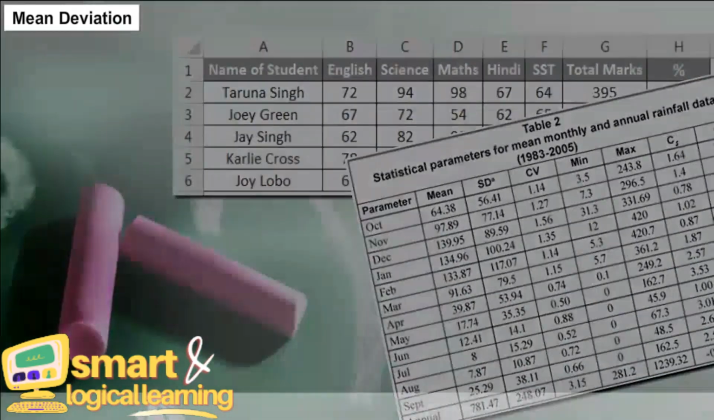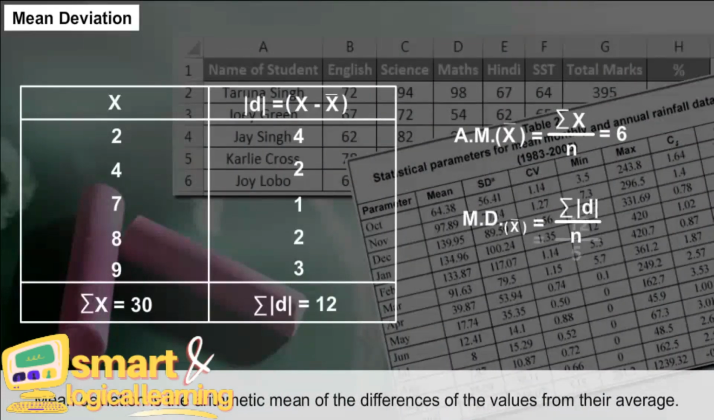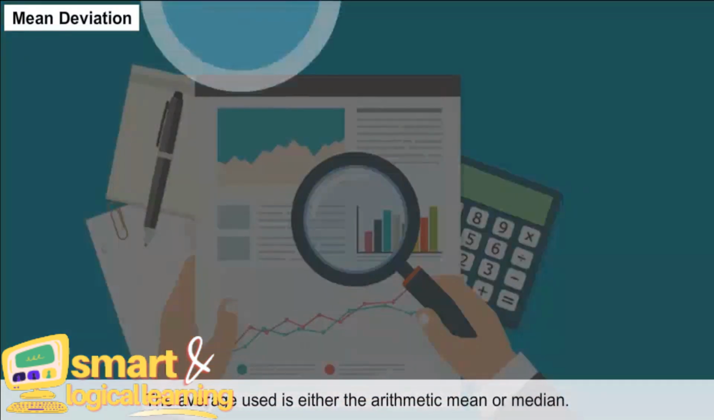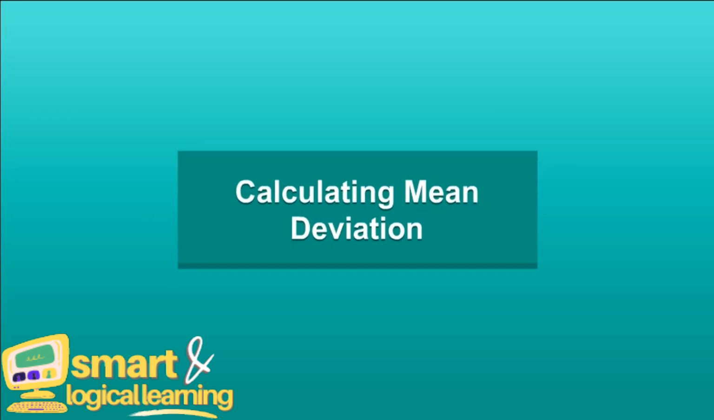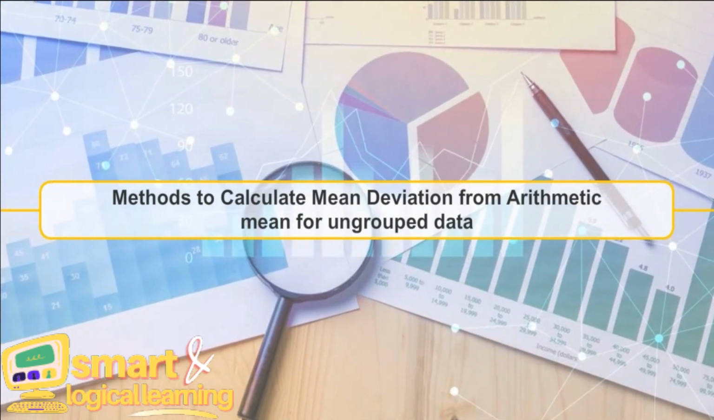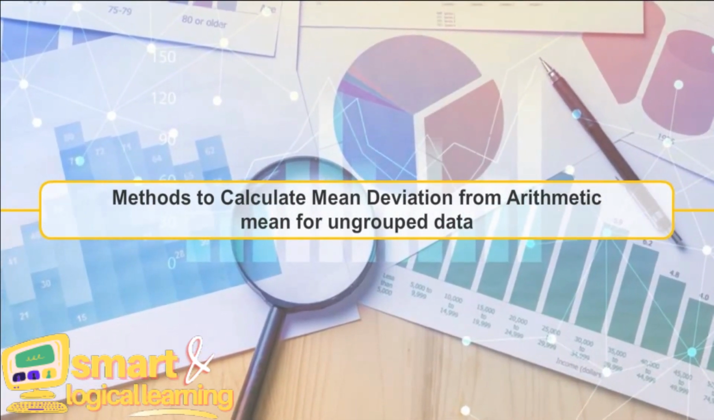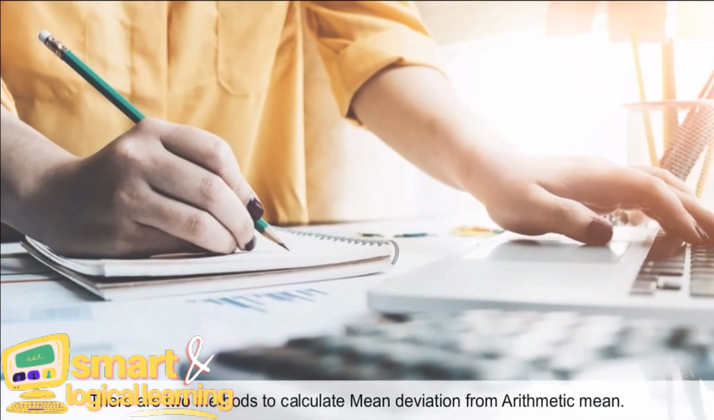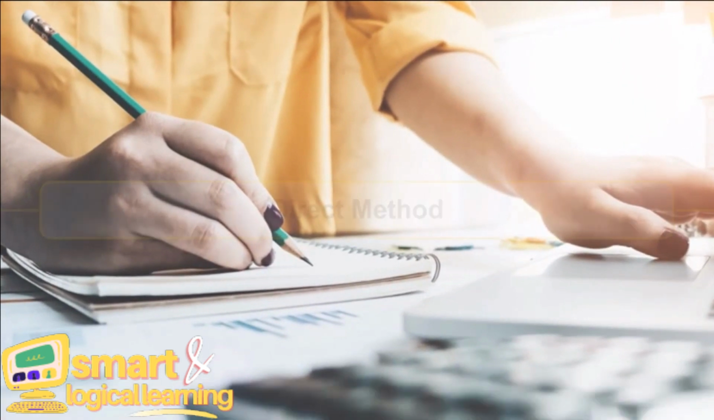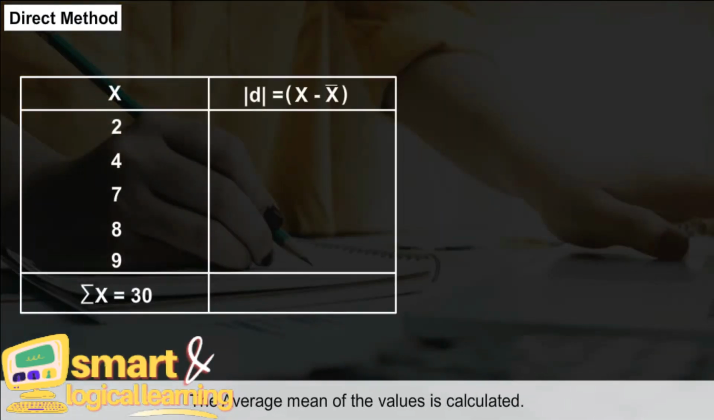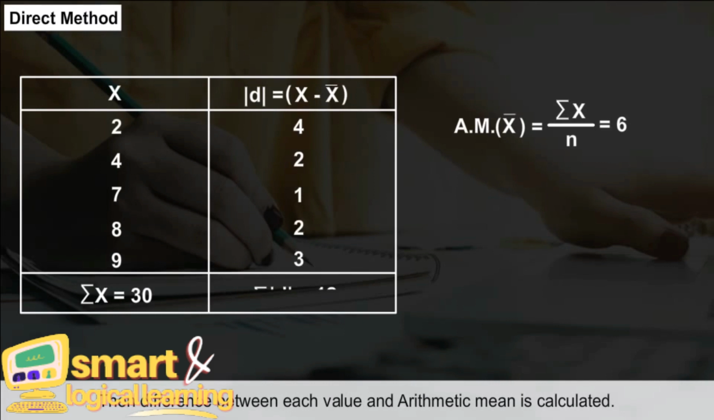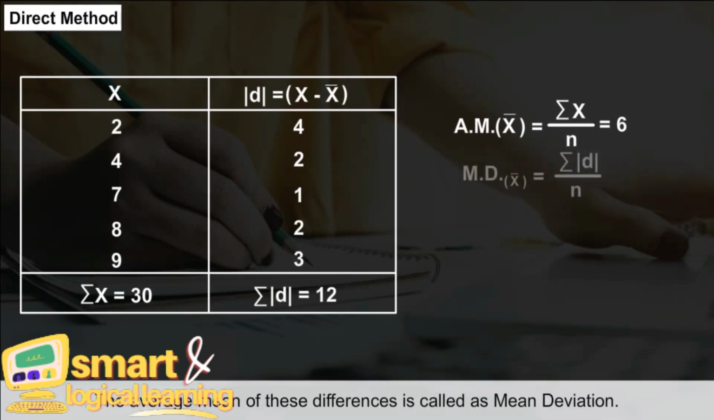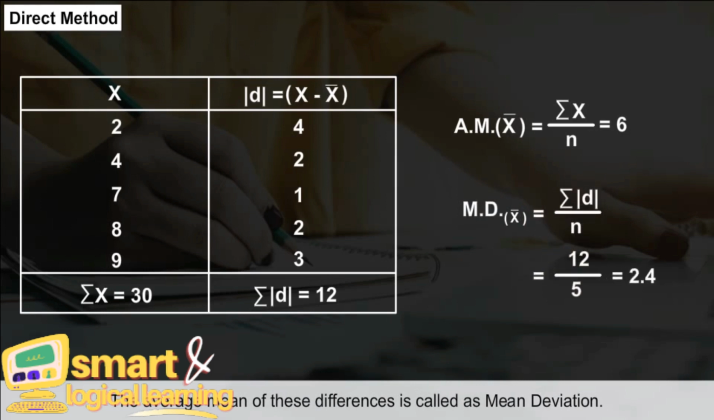Mean deviation. Mean deviation is the arithmetic mean of the differences of the values from their average. The average used is either the arithmetic mean or median. Calculating mean deviation. Methods to calculate mean deviation from arithmetic mean for ungrouped data. There are two methods to calculate mean deviation from arithmetic mean. Direct method. The arithmetic mean of the values is calculated. Then, the difference between each value and arithmetic mean is calculated. The average of these differences is called the mean deviation.